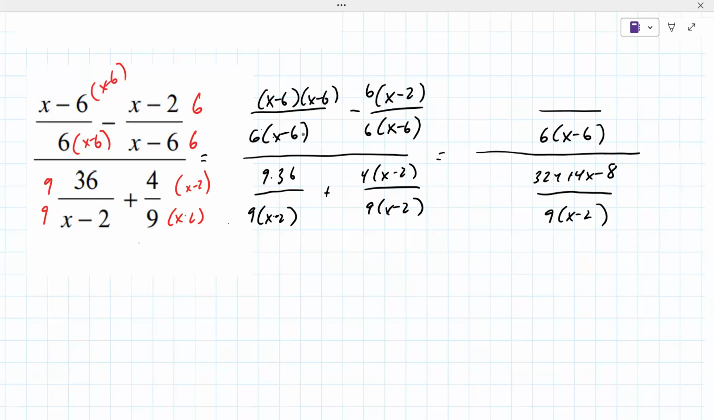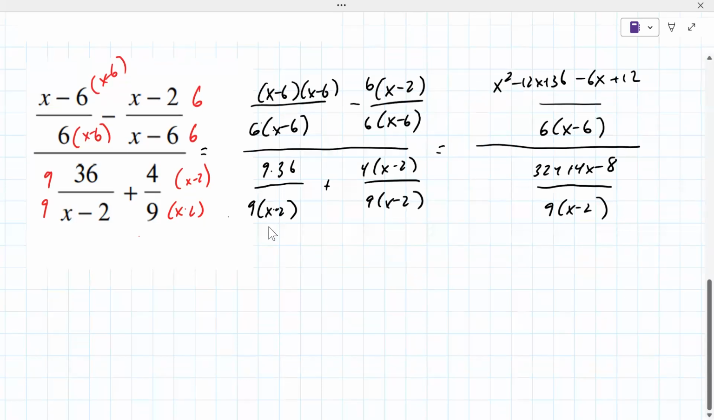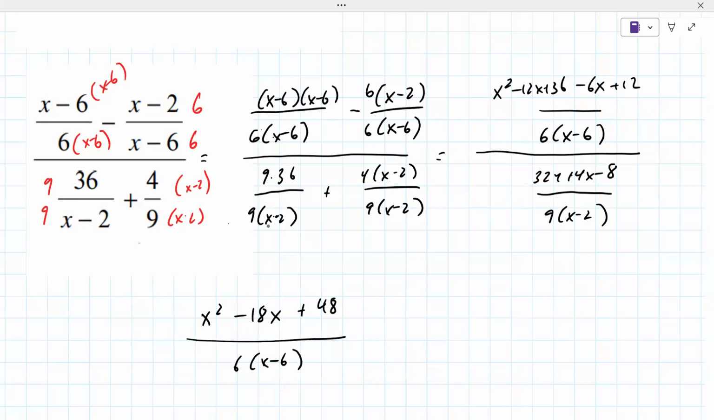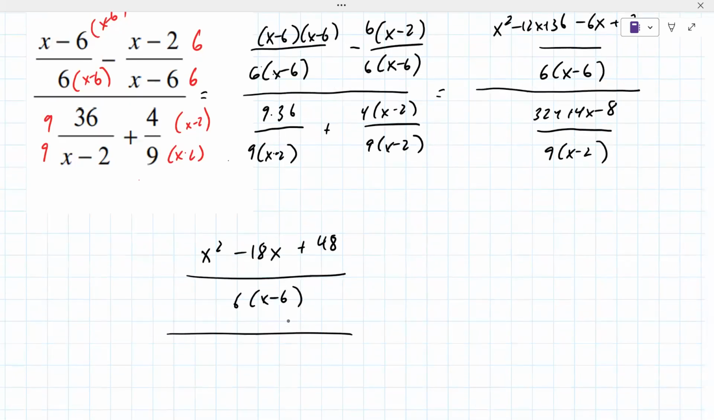So when you FOIL that, x minus 6 squared, you get x squared minus 12x plus 36. The next one, make sure you distribute that negative to both, then you'd be minus 6x plus 12. And now you've got to combine like terms. You get x squared minus 18x plus 48 over 6 times x minus 6. And on the bottom here, 316 plus 4x over 9 times x minus 2.